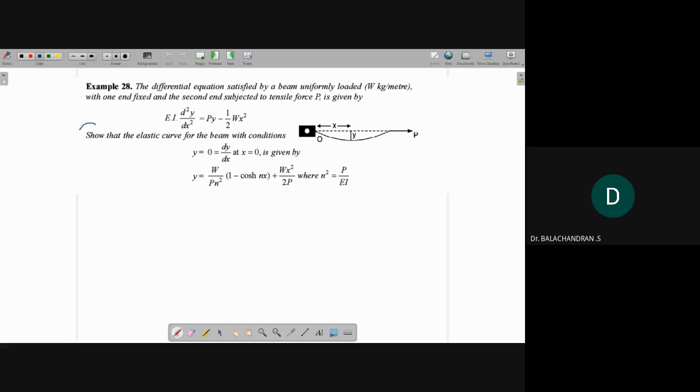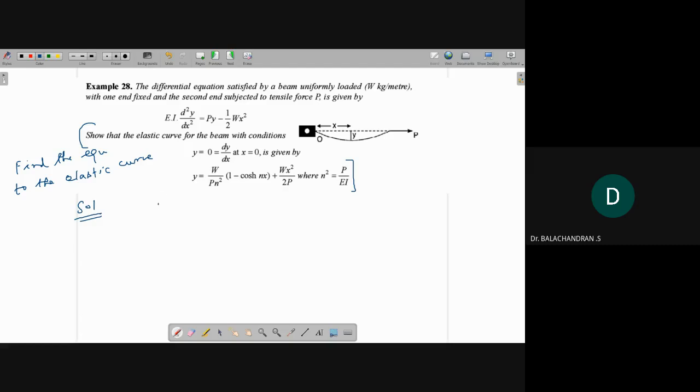Otherwise they don't give this equation. They'll ask: find the equation of the elastic curve subject to the boundary conditions y equal to 0 and dy by dx equal to 0 at x equal to 0. Okay, solution.